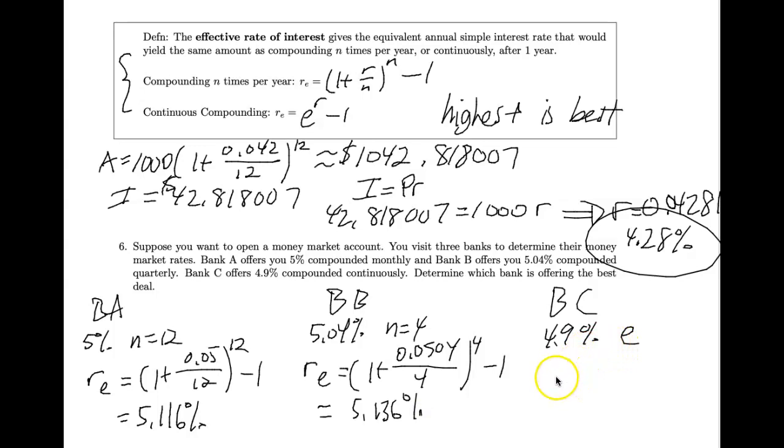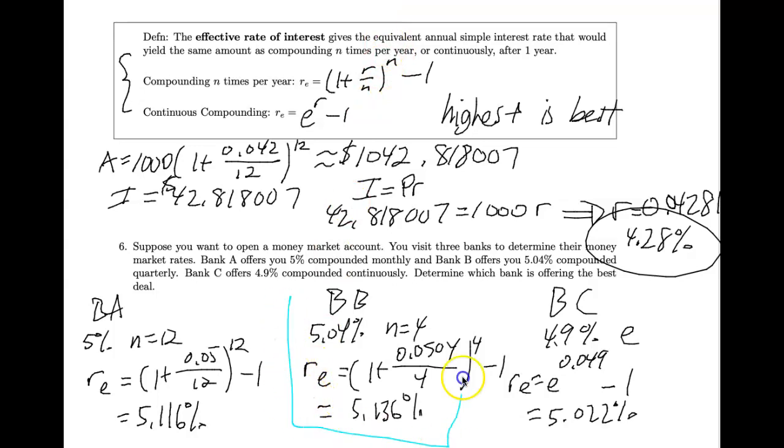And when we find Bank C, it's going to be e to the 0.049 minus 1, the effective rate of interest. And when we punch that into our calculators, we're going to get 5.022%. So when we look at these effective rates of interest, we're going to want to go with Bank B at the 5.136%. So this is the best deal.